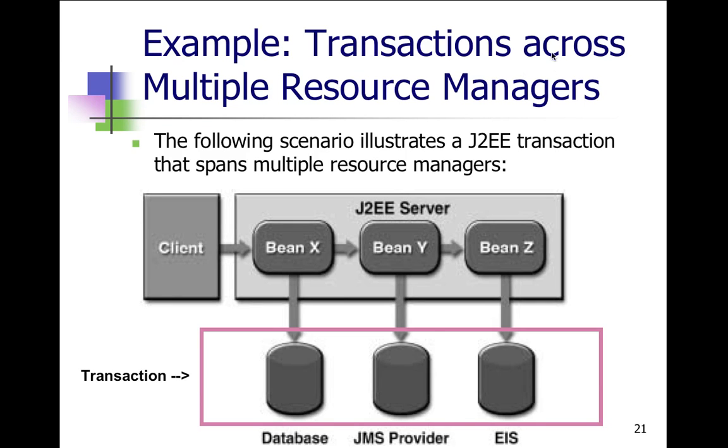So here's an example of transactions across multiple resource managers. You might think, well, what are the resource managers? Well, they might be the beans. The following scenario illustrates a transaction that spans multiple resource managers. Here's our J2EE server. We have our client that connects, and then we have this transaction here. The transaction could involve the database, the name service, the EIS, the enterprise environment. And we could have, and these are application servers perhaps, bean X, Y, and Z.